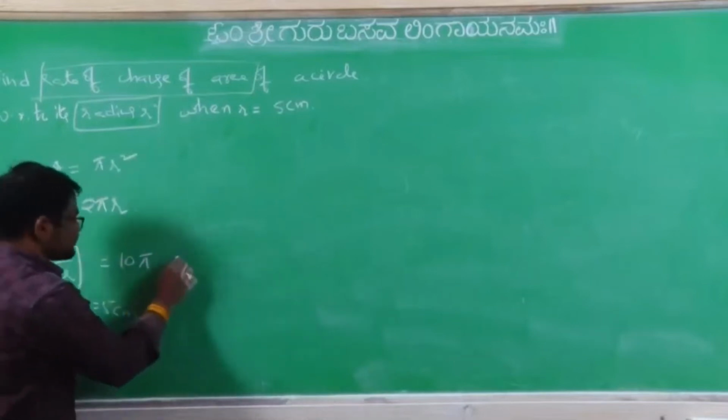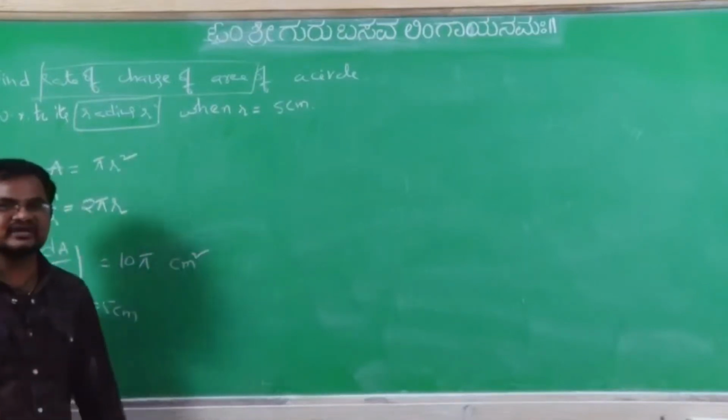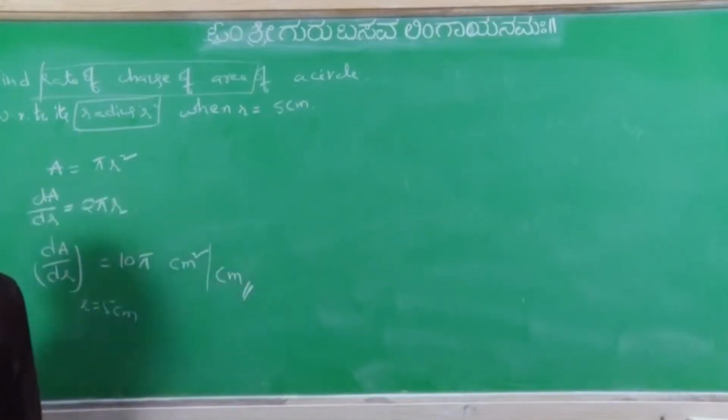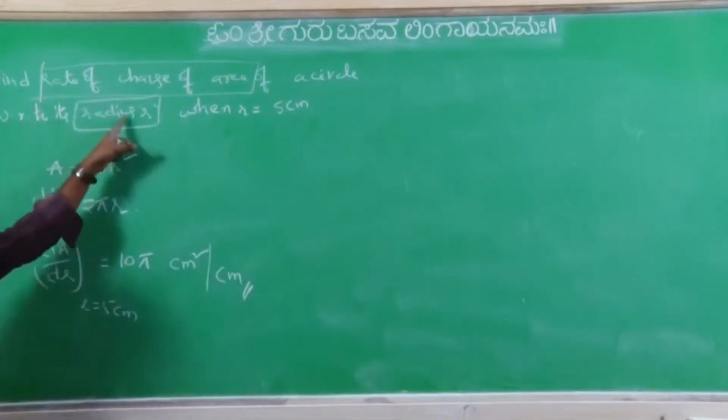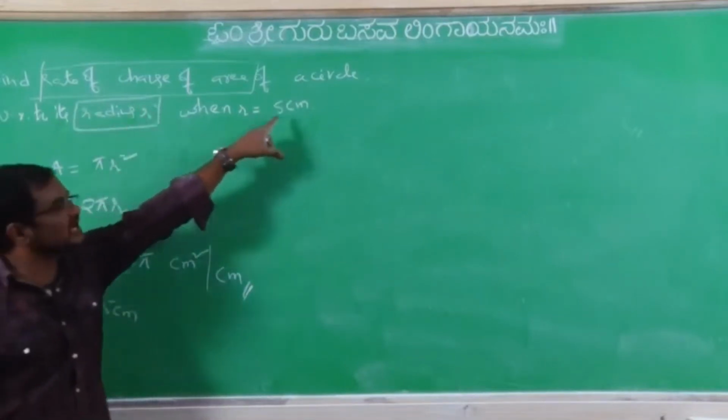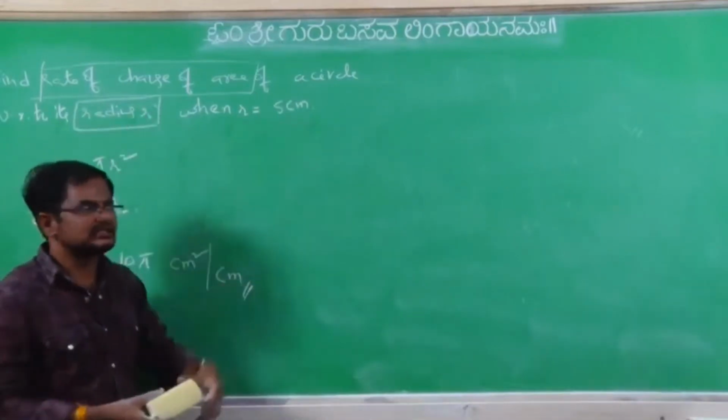This is area, so square centimeters per centimeter, because with respect to what? Radius. So what is the radius? r equal to 5 centimeters.